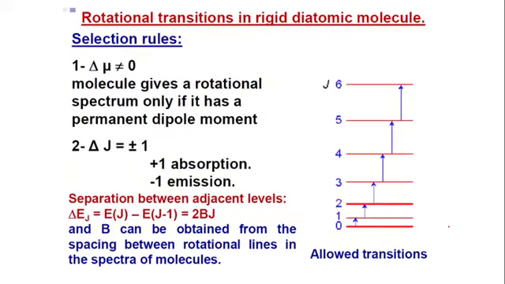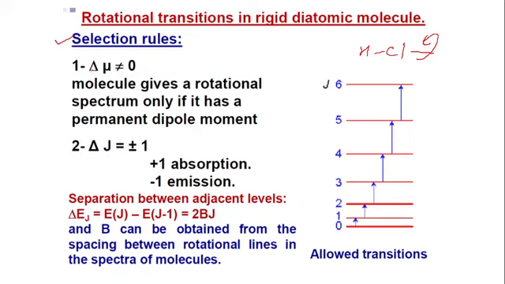Today we are going to learn the new topic, that is the rotational transition in a rigid diatomic molecule. How do they show the transition? That means, what happens if we take a diatomic molecule, here the HCl molecule? Whenever we rotate this molecule, they show some changes in their dipole moment, and that's why it has some selection rules.